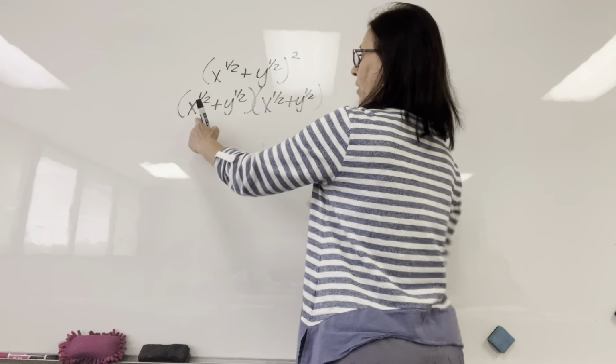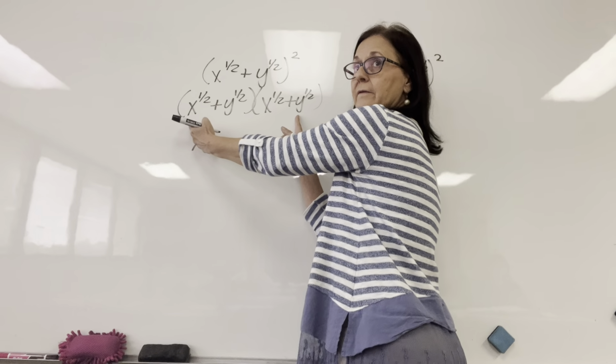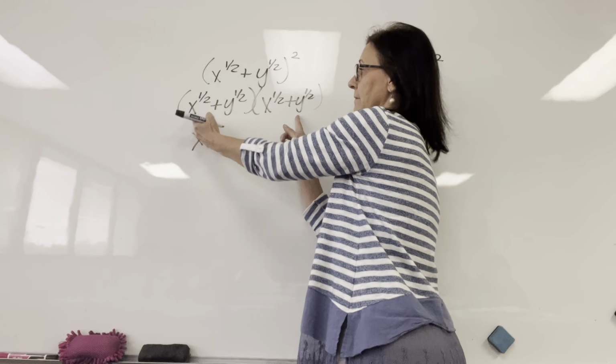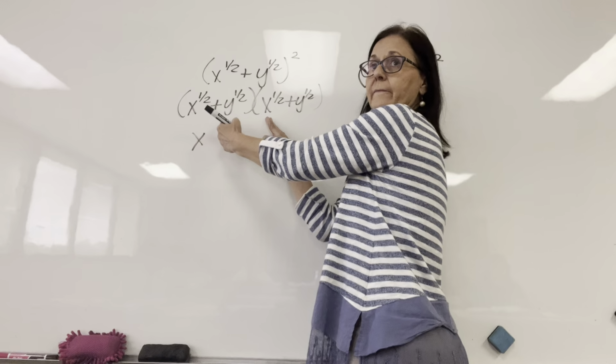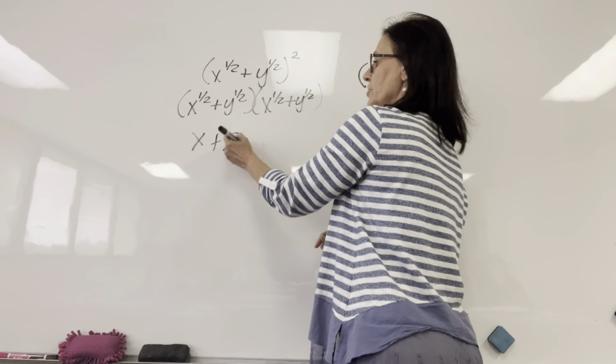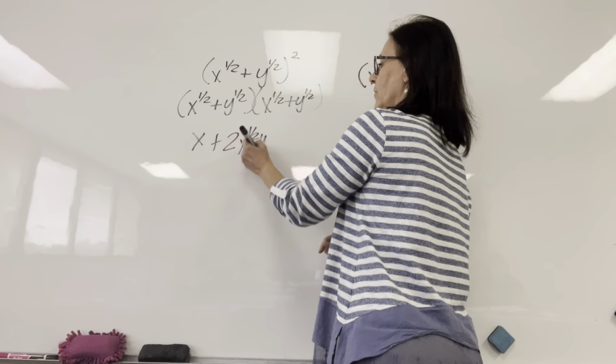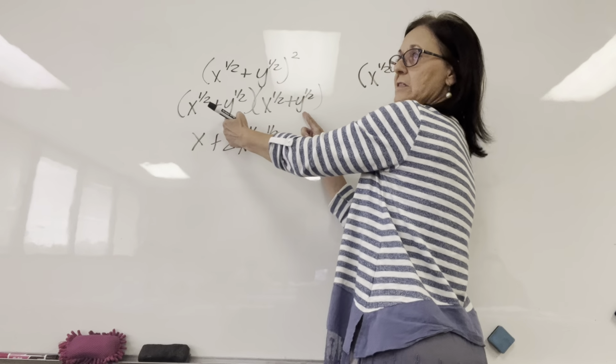All right, x to the 1/2 times x to the 1/2. X. Let's do our outers. Gives me 2 x to the 1/2, y to the 1/2. And what's the last one?